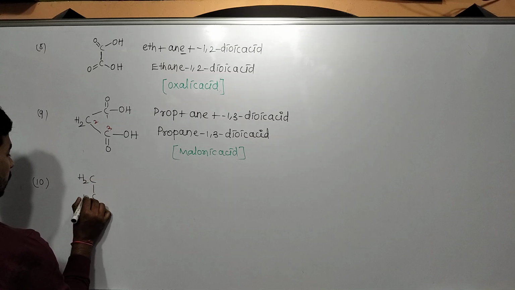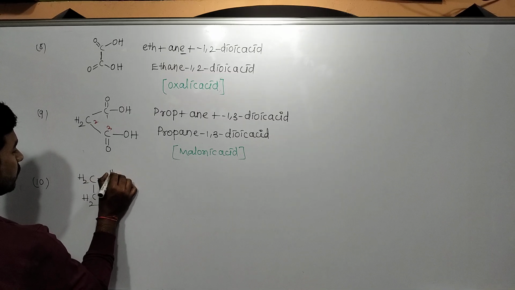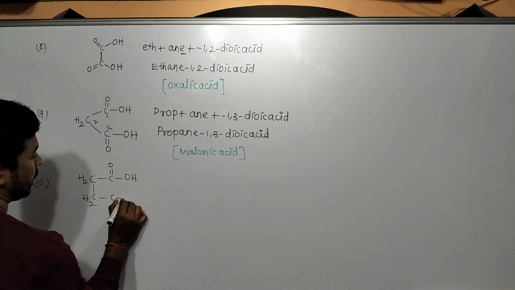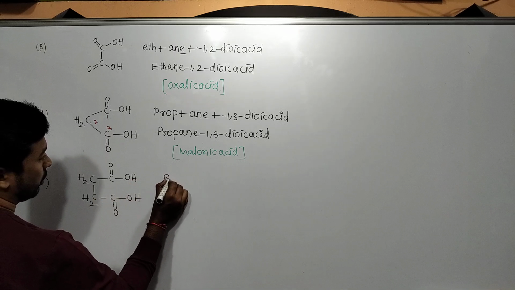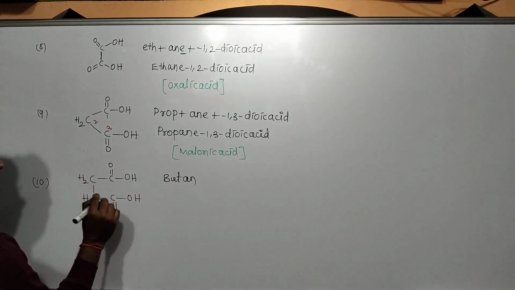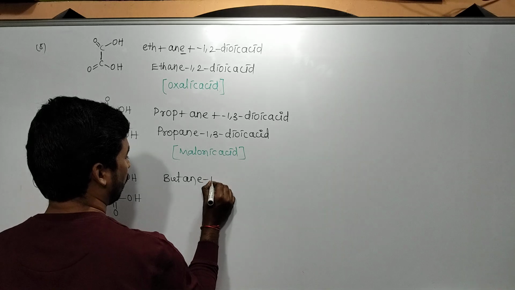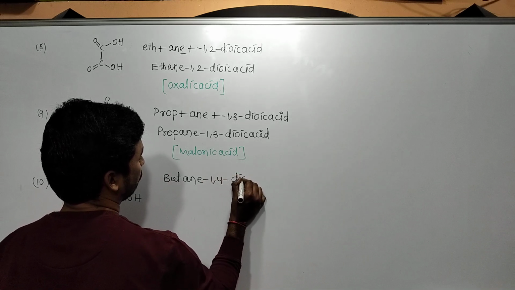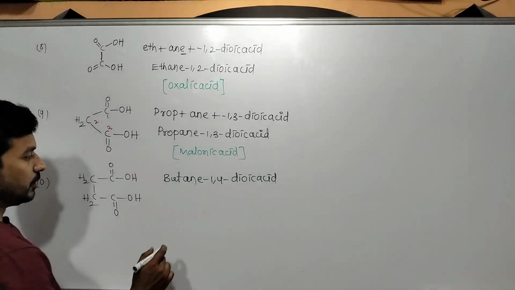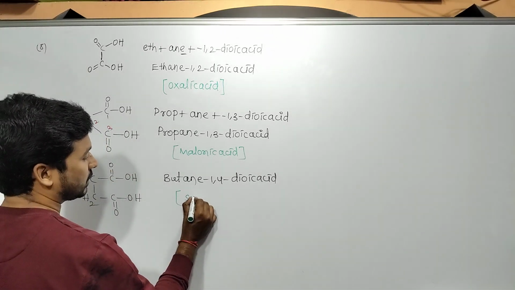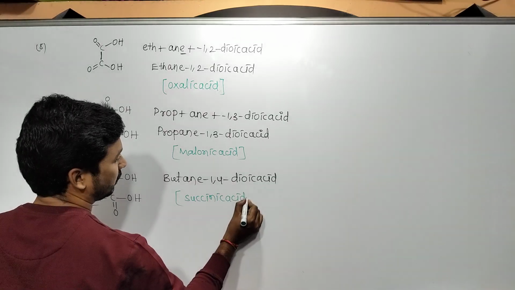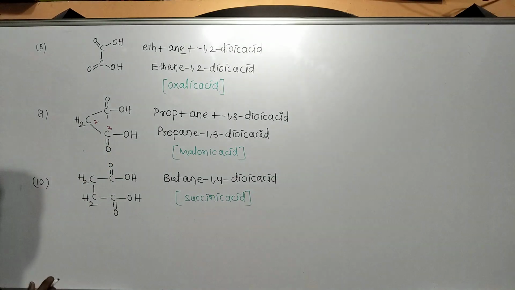4 carbon atoms, 2 carboxylic groups. Butane 1,4 dicarboxylic acid. 4 carbon atoms, so but, single bond between the 4 carbon atoms, only single bond. Butane 1,4 dioic acid. The common name is important: succinic acid. Next.